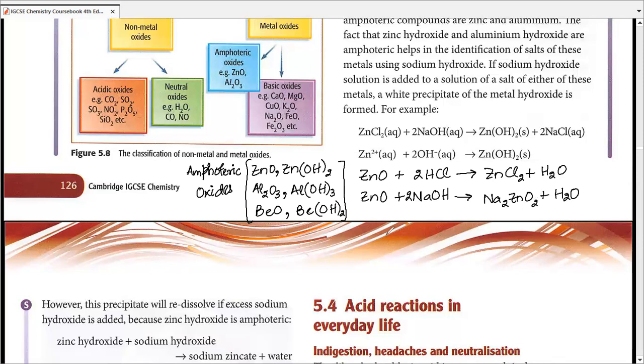So it's right there in front of you. The amphoteric oxide acts like a base when it is reacting with an acid, or it acts like an acid when it reacts with a base. In both cases, it is capable of forming a salt and water, which is much similar to a neutralization reaction.